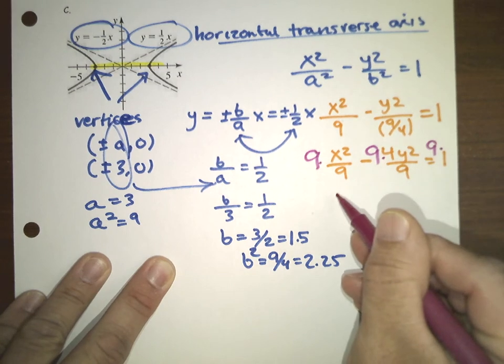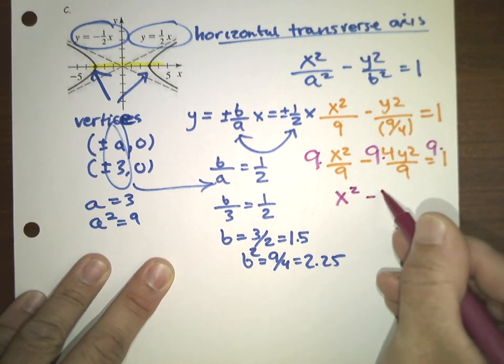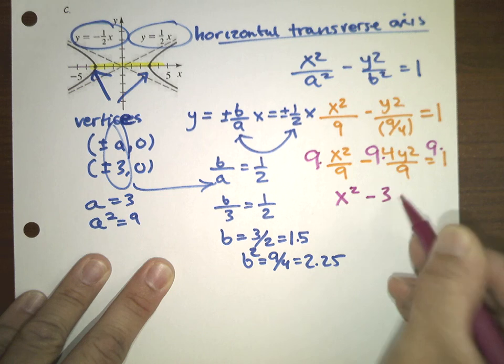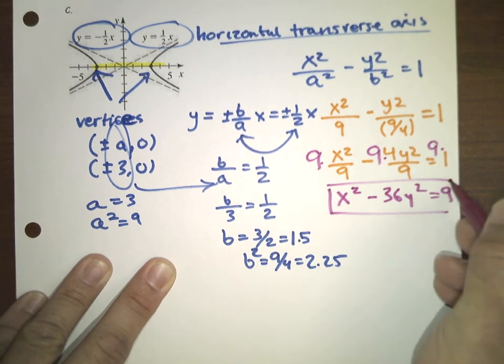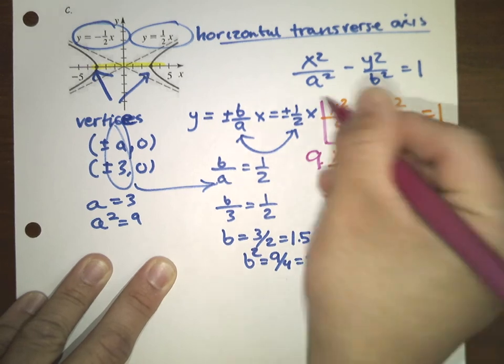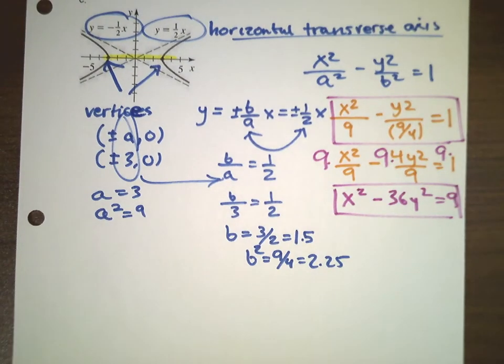So I have x squared minus 36y squared is equal to 9. And this is another way to write the equation of this hyperbola. So either of those is okay.